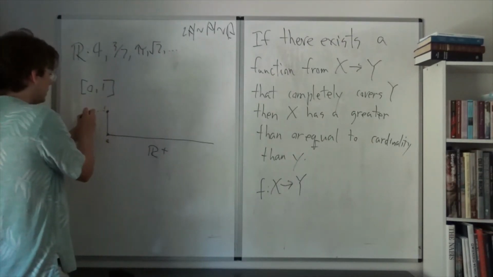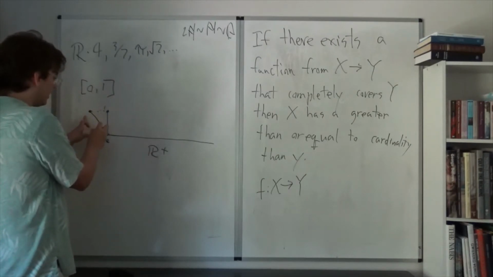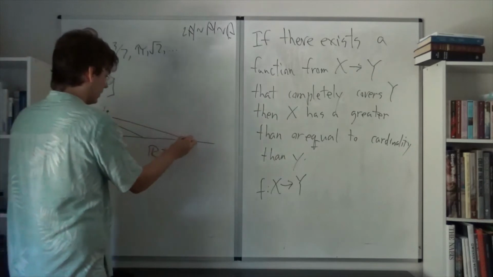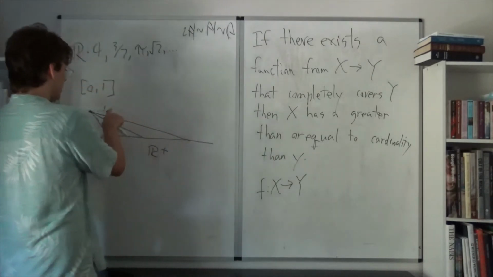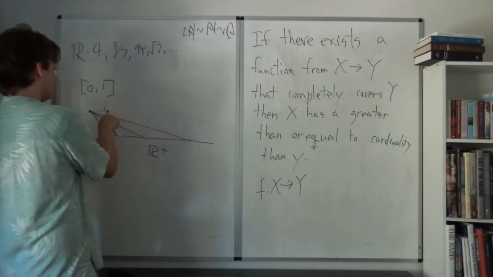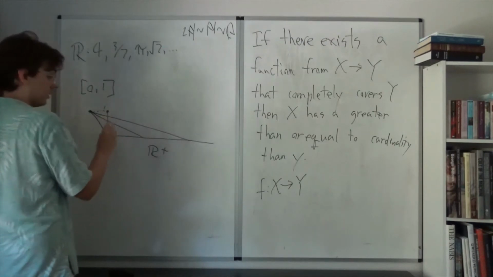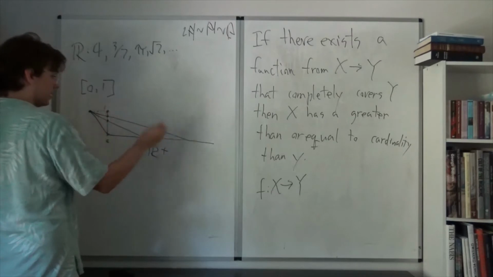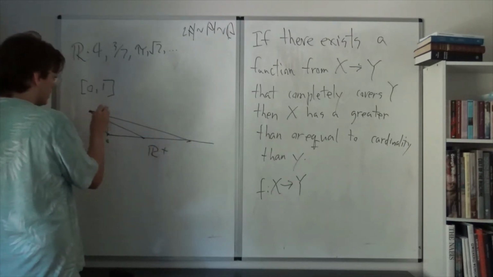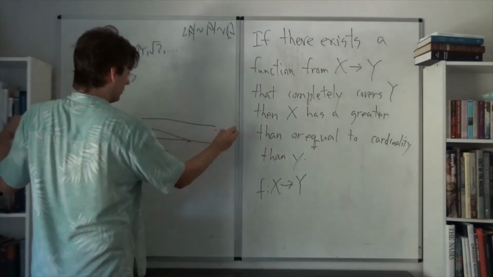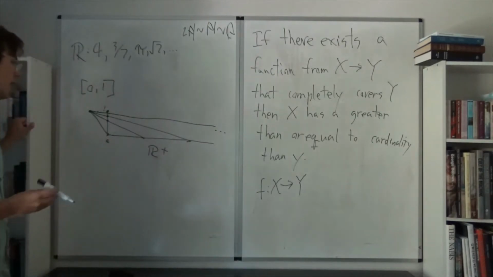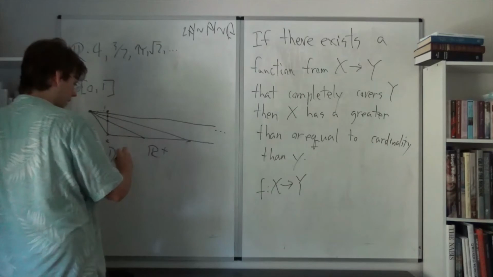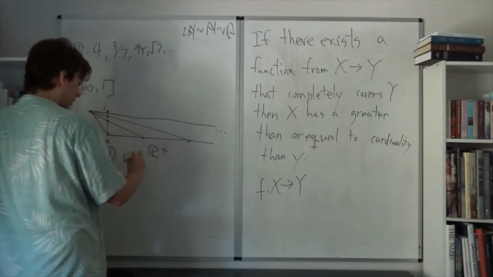Basically, I'm going to pair off every point on the positive real numbers with some point on this interval here. So this one gets paired off to that one, this one gets paired off to that one, this one gets paired off to someone very, very far away. And you can see that 0 to 1 is obviously paired off with the real numbers.